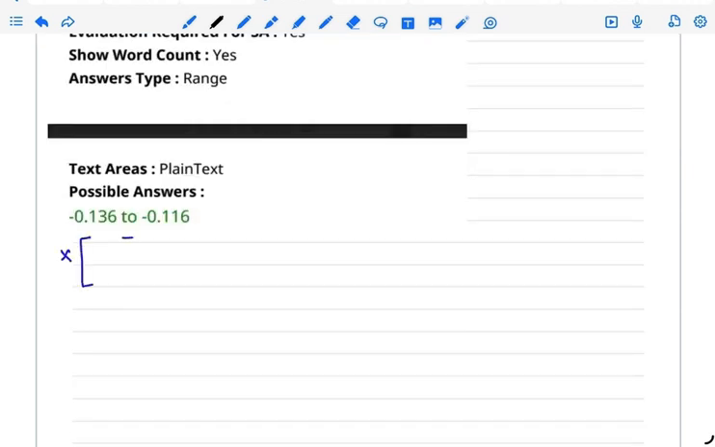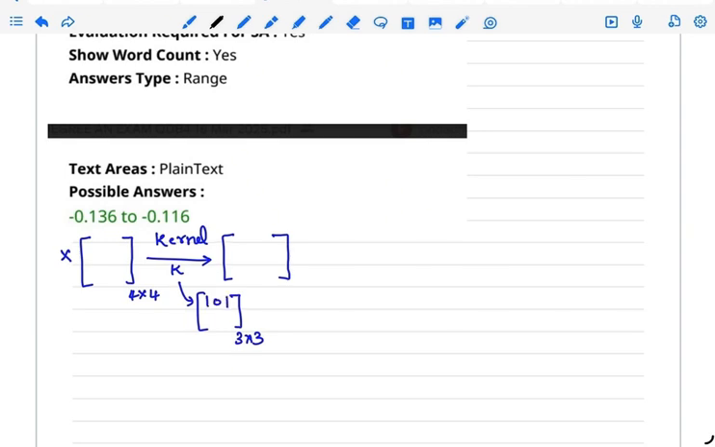Input X is a matrix of 4 cross 4, right, is passed through a kernel or filter K. The kernel given is a 3 cross 3 matrix, that is 1 0 1 0 0 1 1 0 1, and we produce a matrix. The output of the X input array is passing through a kernel.